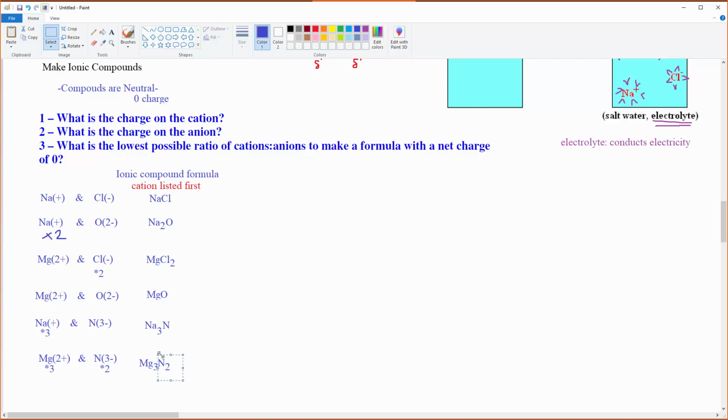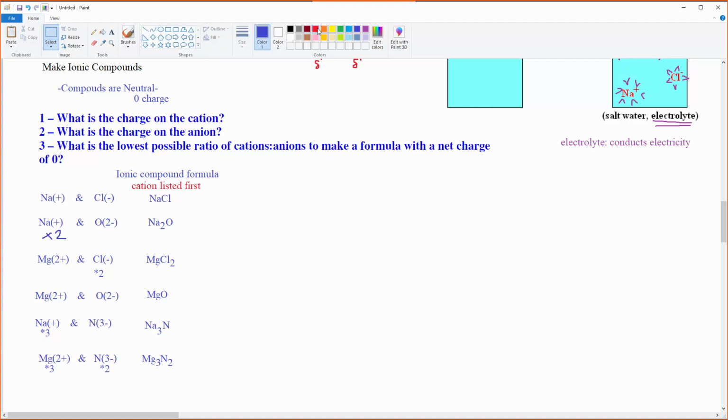Now the 3 and the 2 are there because they make it so those charges cancel out. So when they're there, the overall charges cancel, but you still need to have these subscripts to tell us how many of those you need for the charges to cancel. So overall, the lowest whole number ratio of magnesium to nitrogen ions is going to be 3:2.